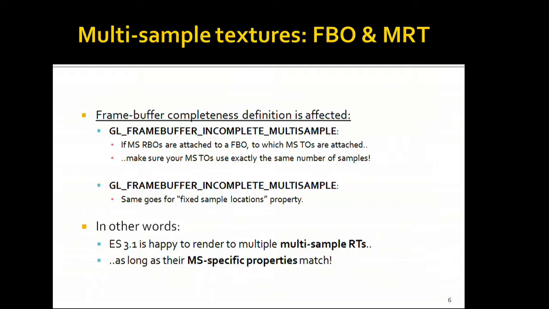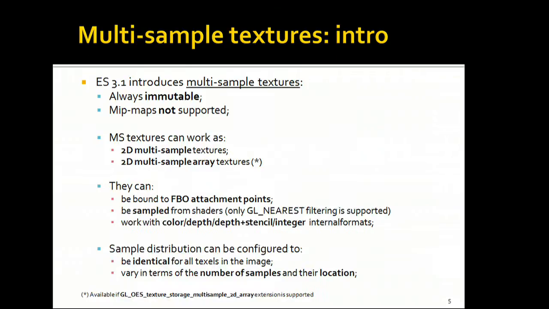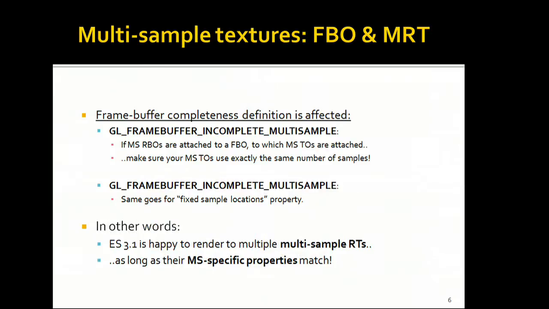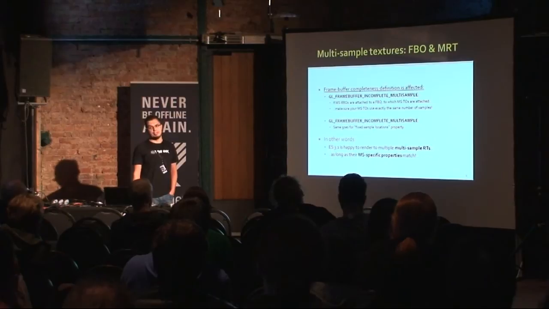This holds also for the fixed sample locations, which is something that I discussed in the slide before in terms of the distribution of the samples. This property needs to be configured exactly the same way for all the attachments, because otherwise it's simply not going to work, and the only thing you'll get if you try to use such a frame buffer is GL frame buffer incomplete multi-sample. So in other words, ES 3.1 is happy to render to multiple multi-sample render targets as long as their multi-sample specific properties match.